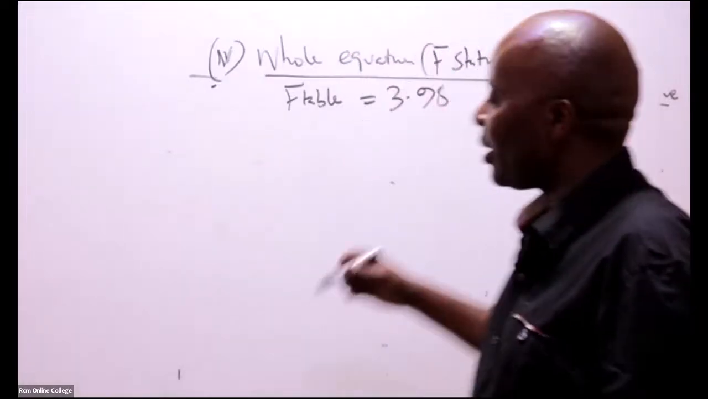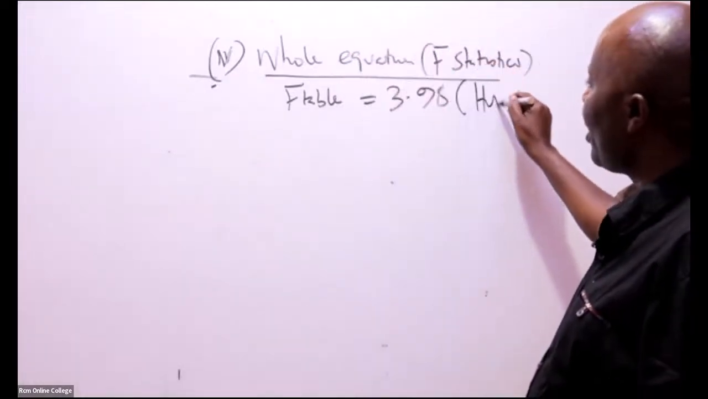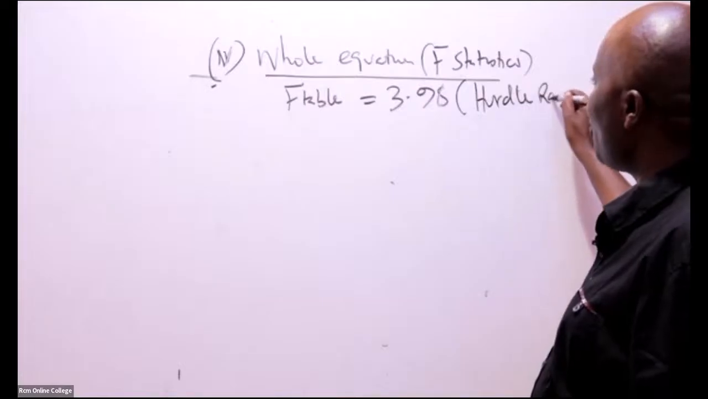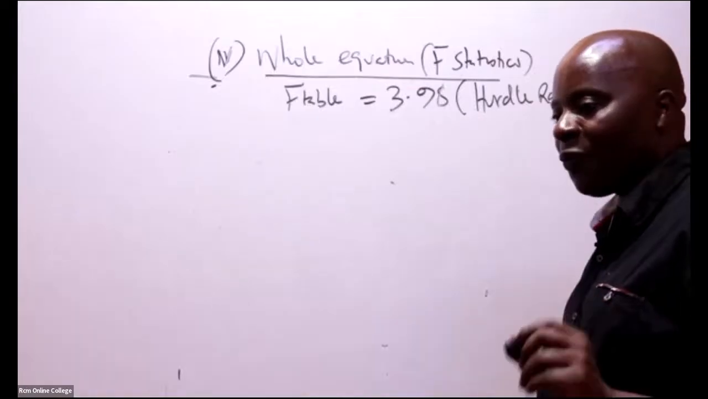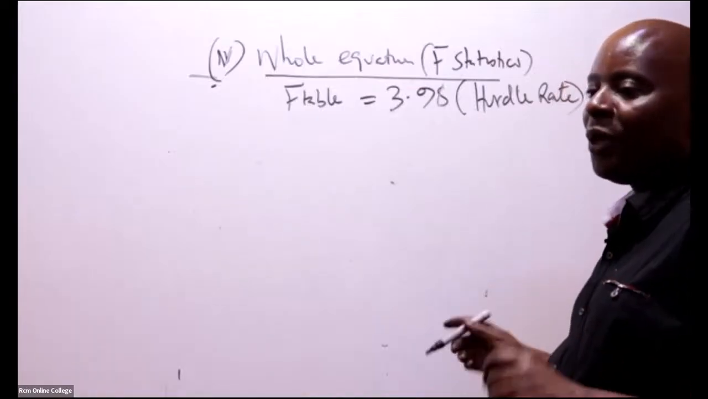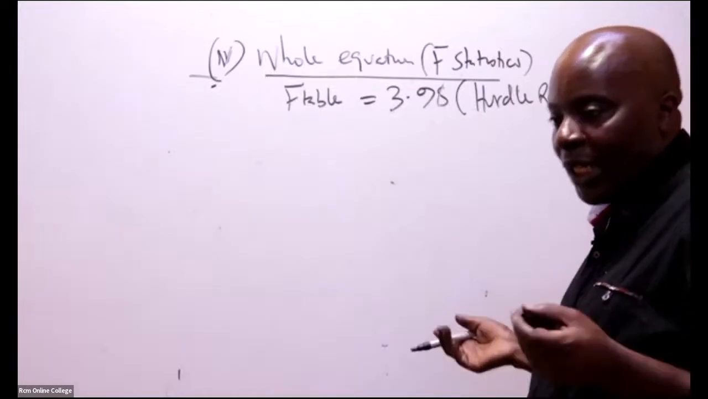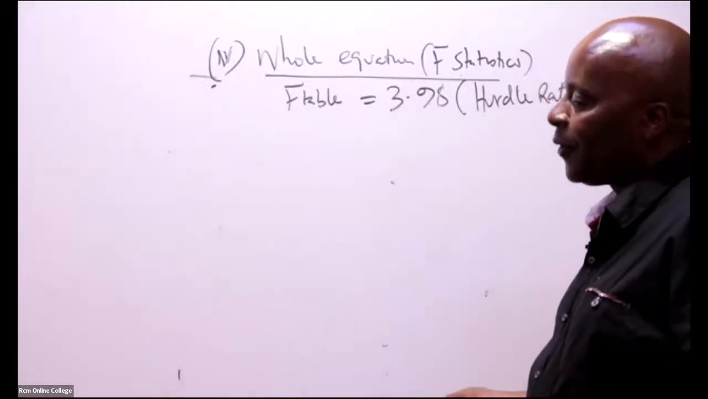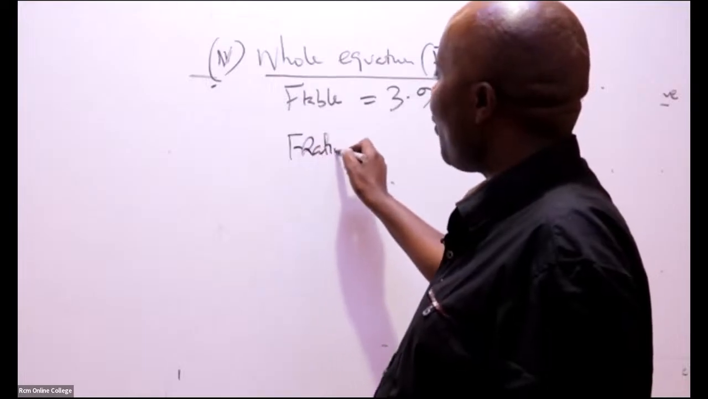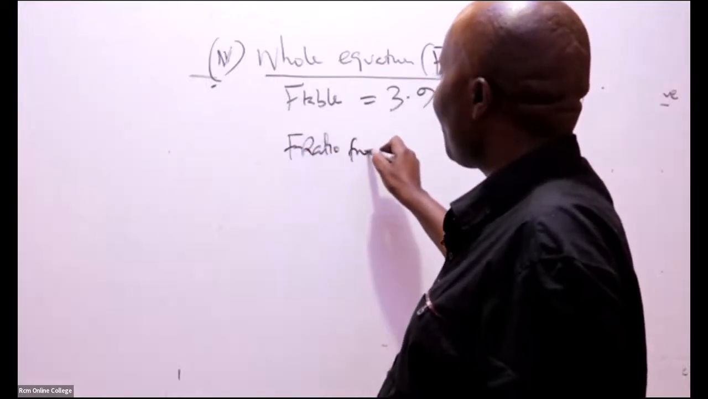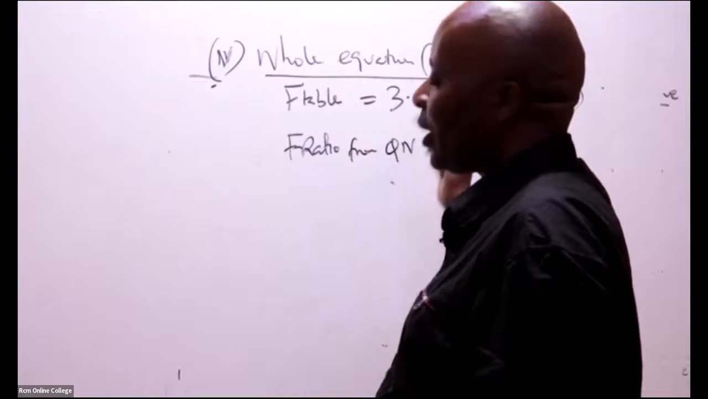Remember this is the hurdle rate. Should we get an F that is bigger than this, then we are safe. We are significant. We are big enough. So then you go to the F ratio from the question. We see how big is it or how small is it?